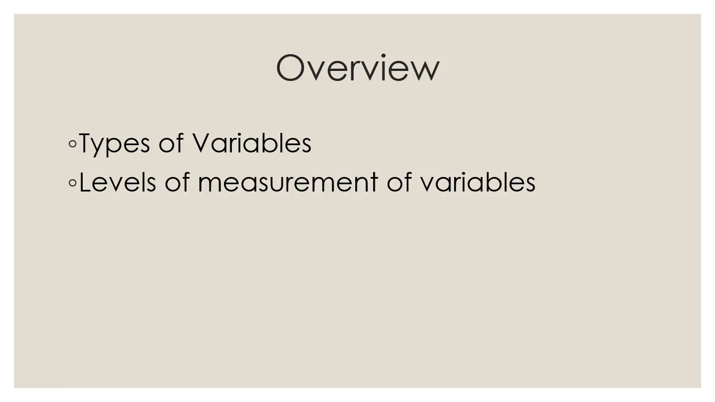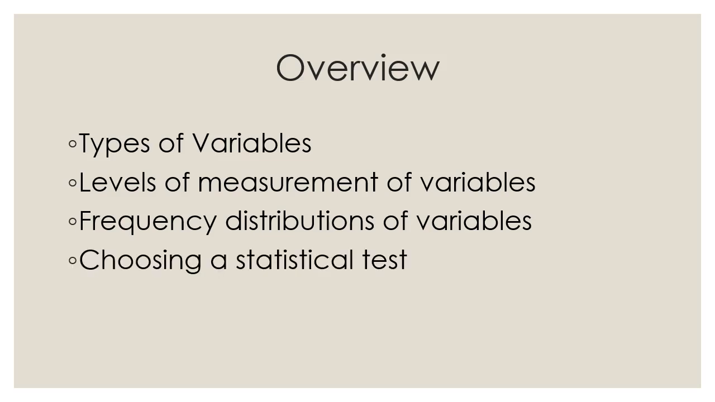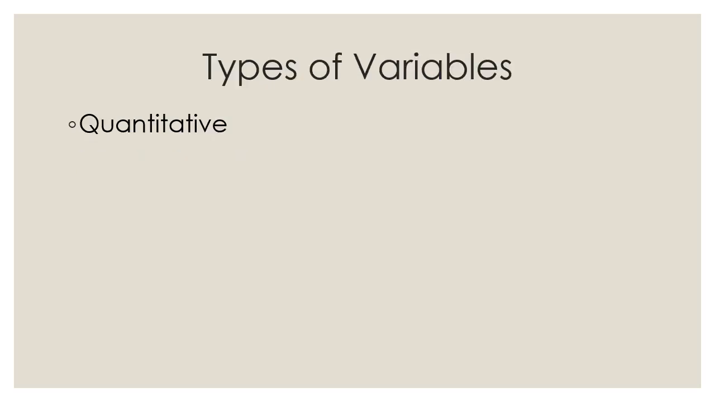So what I would like to do is to go through four major topics. I wanted to talk about types of variables that you can measure in a study, the levels of measurement of these variables, the frequency distributions of these variables, and you understand why we need to talk about these, because it's important to know some of these before you can pick the correct statistical test for your project. And then finally, we're going to talk about the specifics of choosing a statistical test. So let's start with types of variables.